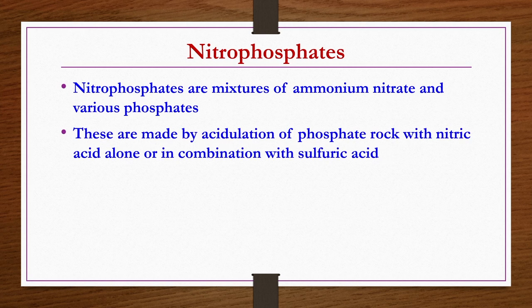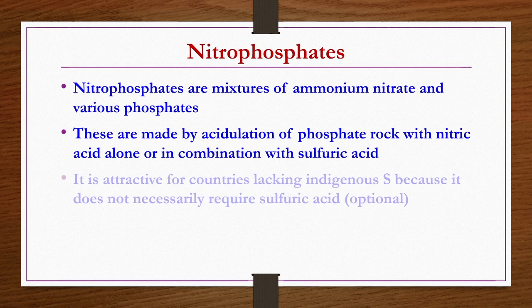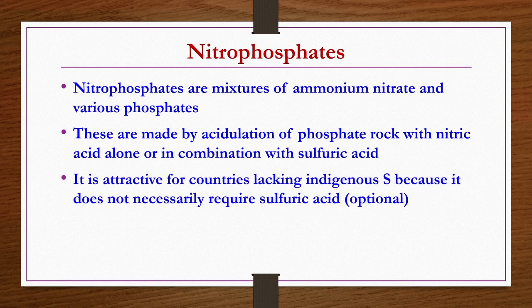These are made by acidulation of phosphate rock with nitric acid alone or in combination with sulfuric acid. It is attractive for countries lacking indigenous sulfur because it does not necessarily require sulfuric acid. It is optional only.